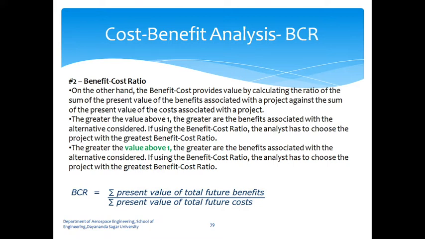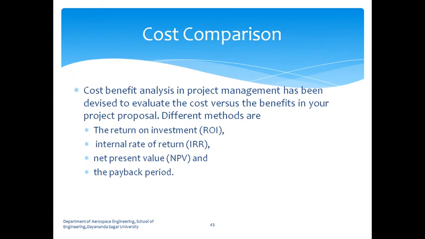Okay. Similarly, you need to do it for the future cost also. Here you are just taking the ratio between the benefits and the cost. This is called the benefit cost ratio. This is also one important parameter people use. And the other parameters I have shown here: the return on investment, internal rate of return, net present value, and the payback period. These are the other parameters people prefer while taking the decision.